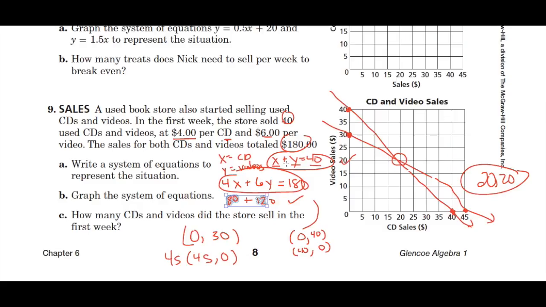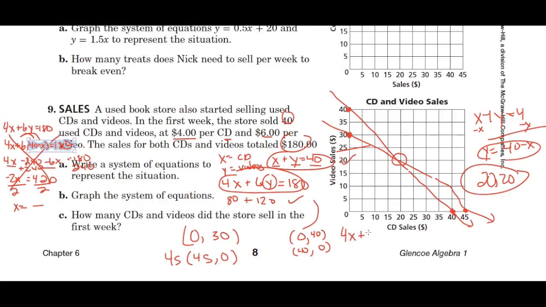This first equation, x plus y equals 40, I'm going to write that as y equals 40 minus x. And then what I can do is I can plug in 40 minus x for y in my second equation. 4x plus 6 times (40 minus x), and then that's equal to 180. 4x plus 240 minus 6x equals 180.